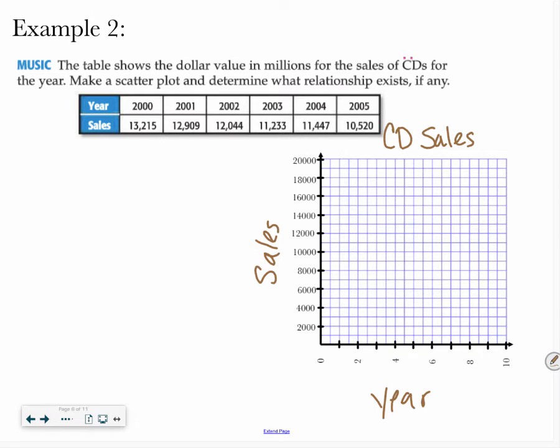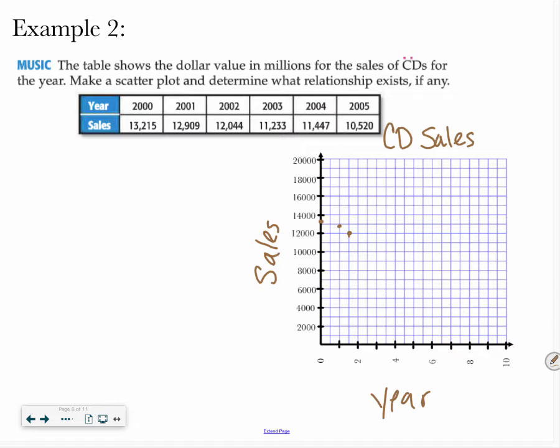If you are missing these labels, you're going to lose some points on your test for this chapter. So in 2000, we were at 13,215. So that's going to be right about there. 2001 was at 12,909. So that'd be right in there. 2002 was 12,044. So basically on that point there.